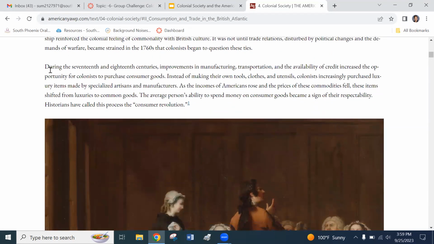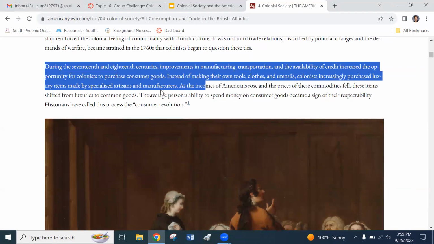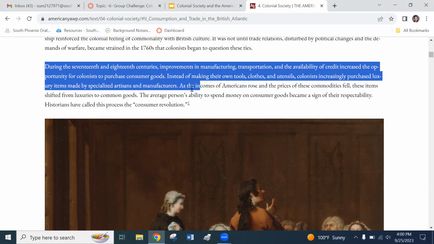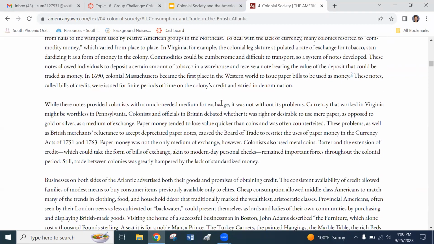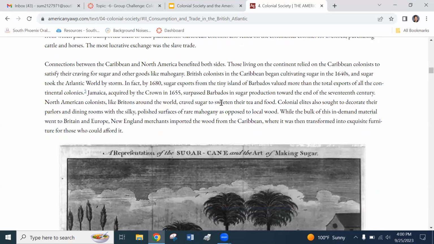All right, let's see here. This is interesting. During the 17th and 18th century, improvements in manufacturing, transportation, and the availability of credit increased opportunities for colonists to purchase consumer goods. Instead of making their own tools, clothes, etc., they increasingly purchased luxury items made by specialized artisans and manufacturers. The average person's ability to spend more money on consumer goods became a sign of their respectability. I wonder if there's anything here about women in particular. Sorry if you hear him in the background. I'm just kind of scrolling to see.